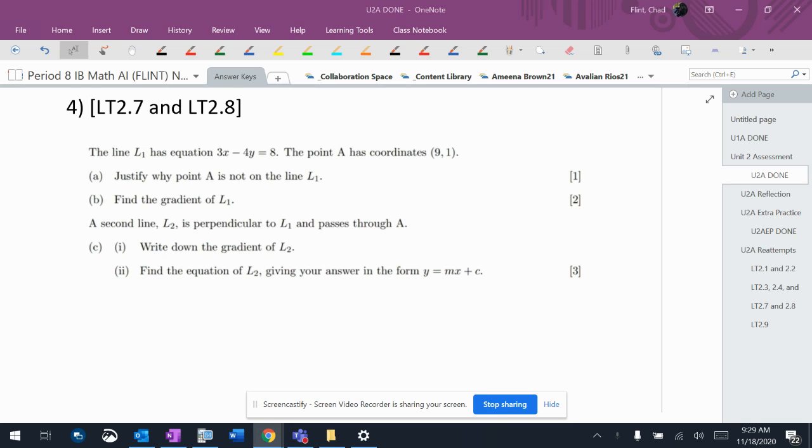So when you take the IB exam, you are going to have a problem like this. There's basically a 100% chance you're going to have some sort of problem where it gives you an equation of a line and it asks you 3 or 4 questions about it. So it says, A, justify why point A is not on the line.